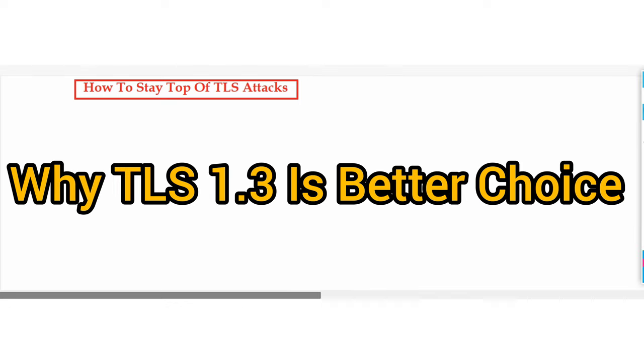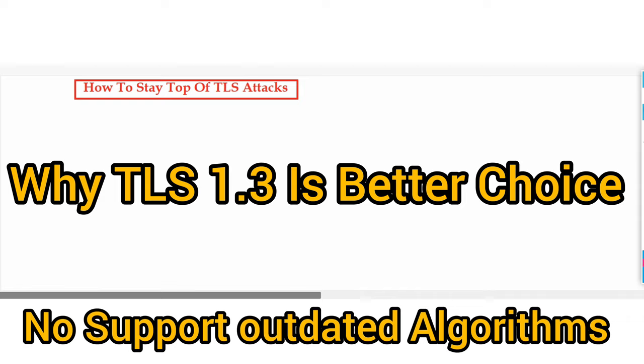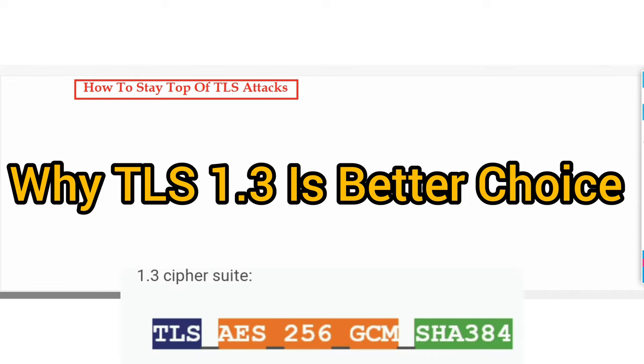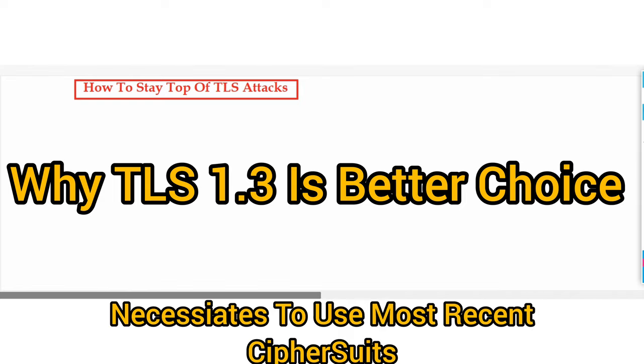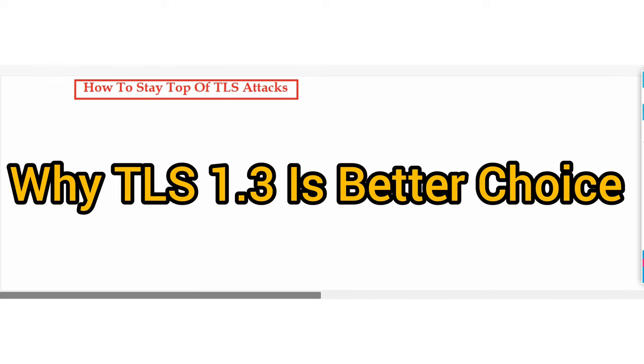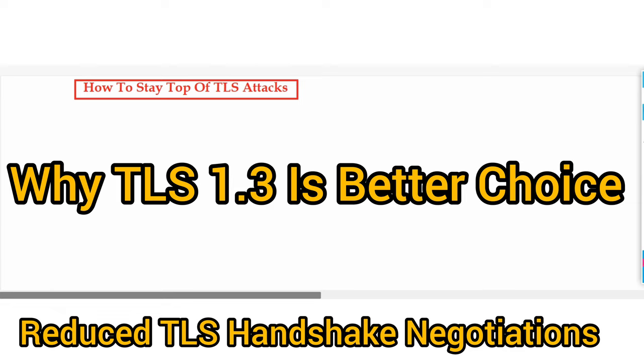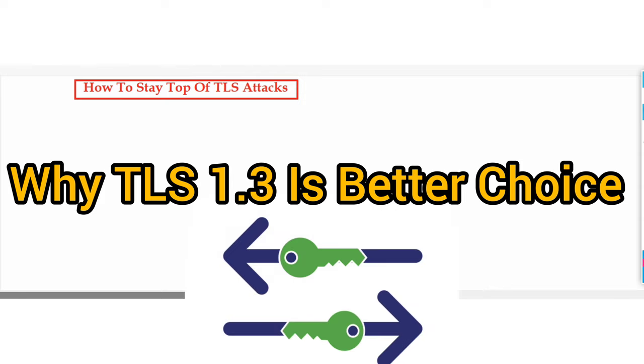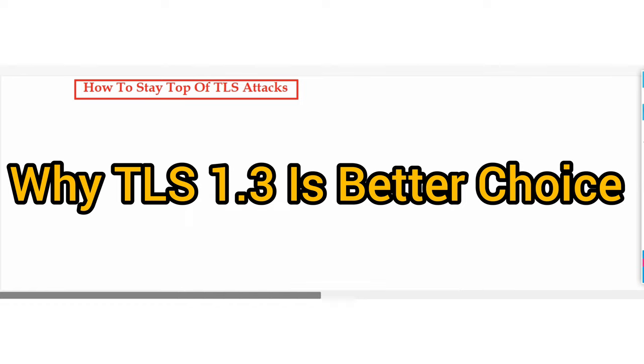Now let's see why TLS 1.3 is better. TLS 1.3 does not support outdated vulnerable algorithms and cipher suites, and it necessitates using more recent and stronger cipher suites and hashing algorithms. Also, using TLS 1.3 reduces the number of negotiations involved in the TLS handshake and simplifies the key exchange process, thereby reducing the time required to establish the handshake.